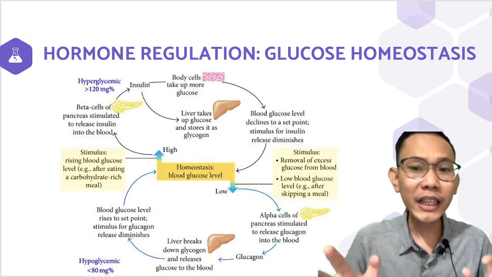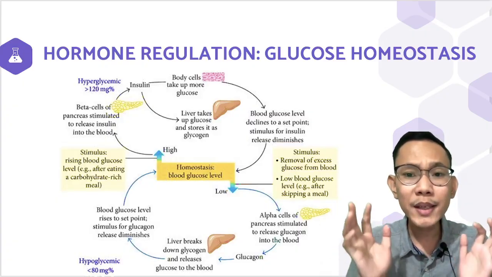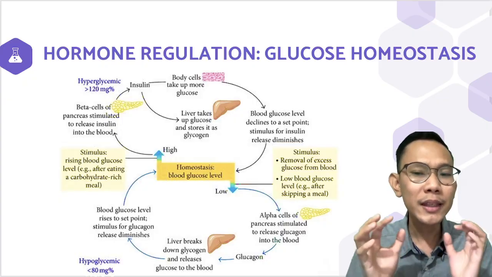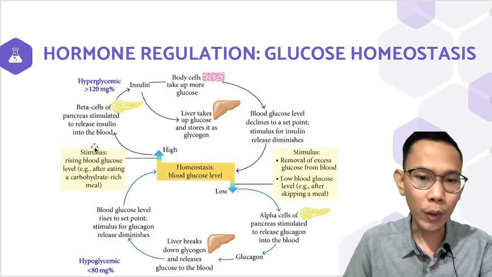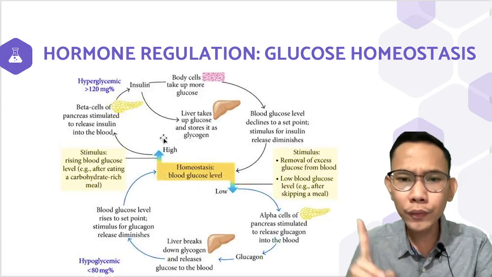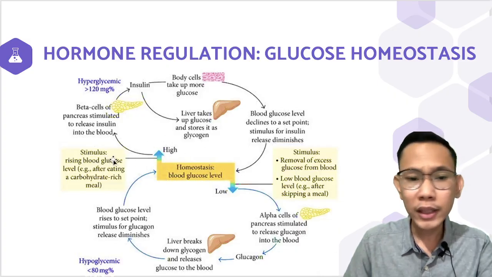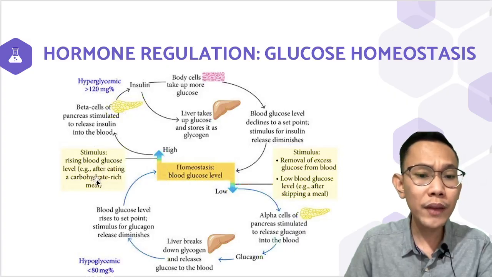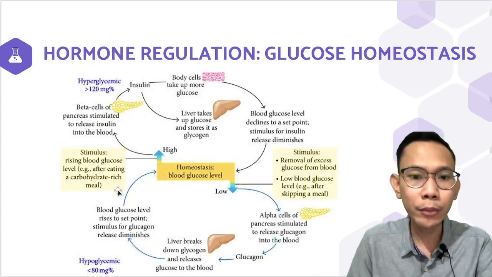So, but first, in a normal physiologic aspect, what is the homeostasis of your glucose? How is your glucose being balanced inside the body? So, ganito ang nangyayari sa ating katawan. Homeostasis of your blood glucose level. If there is a high level of your glucose, Doc Von, bakit nagkakaroon ng mataas na sugar sa ating blood? The stimulus, rising blood glucose level, pwedeng after eating a carbohydrate-rich meal. Of course, kakakain mo lang. Therefore, tumataas ang blood glucose level.